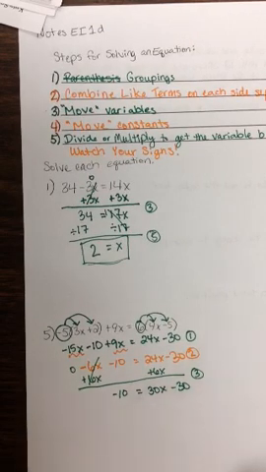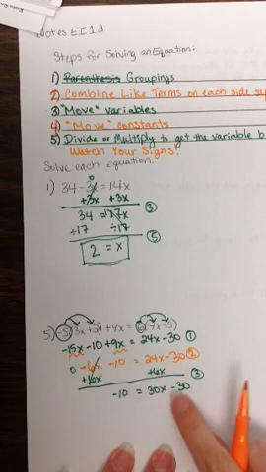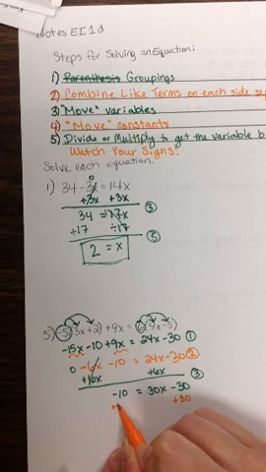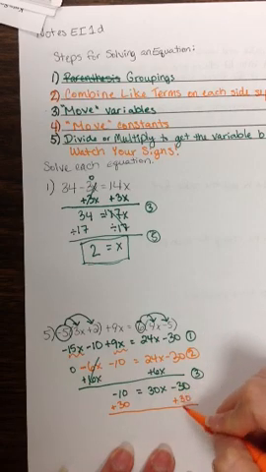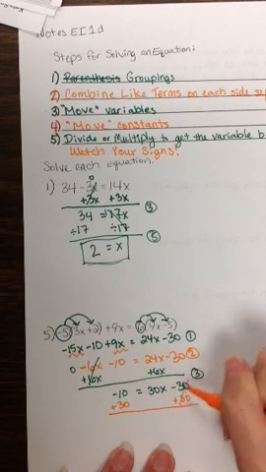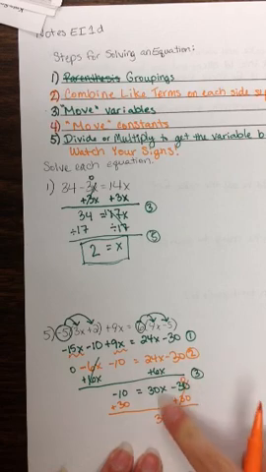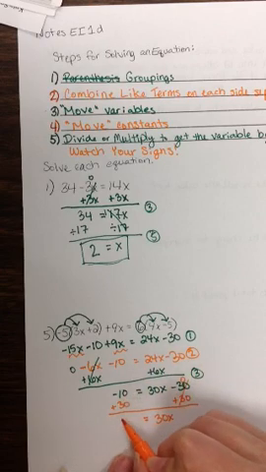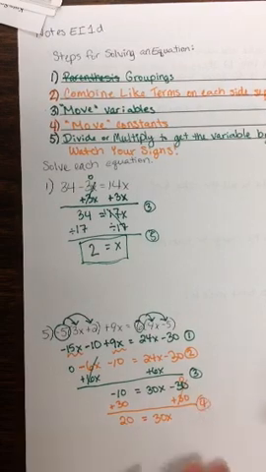Now I want to move all my constants to the other side. So I brought all my variables to the right. I'm going to move my constants to the left. Here I have a minus 30 that's over here with my x's. I want to get it away from there, so I'm going to move my 30 using the opposite operation. The opposite of subtracting is adding. Minus 30 plus 30 gives me 0. So I'm left with just a 30x. 30x minus 0 is just 30x. And negative 10 plus 30 is 20. So that was step 4.